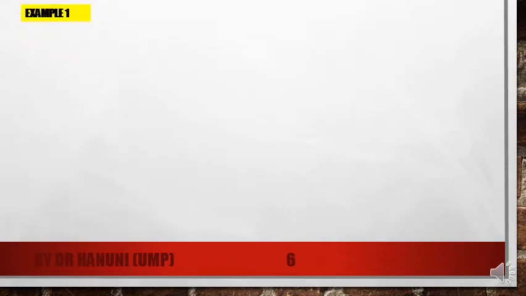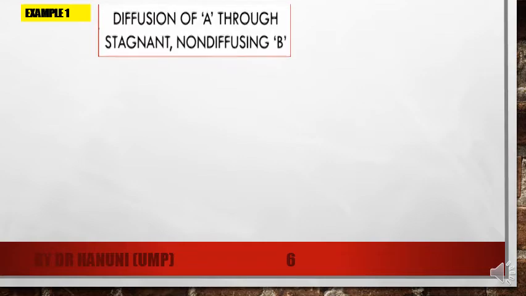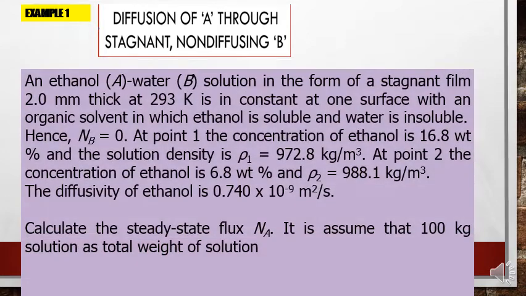Okay, let's start doing an example for diffusion of A through stagnant non-diffusing B. I will give you some time to read the question, then after that we will extract the information from the question.